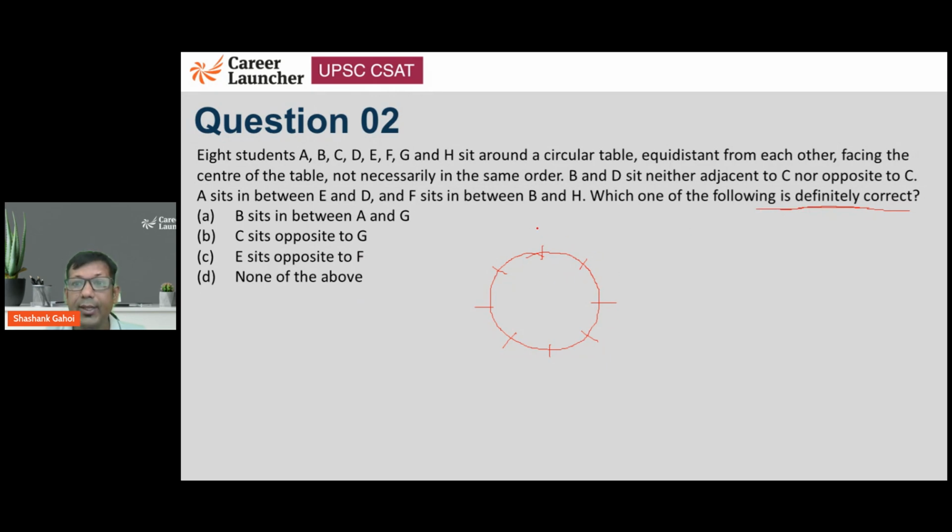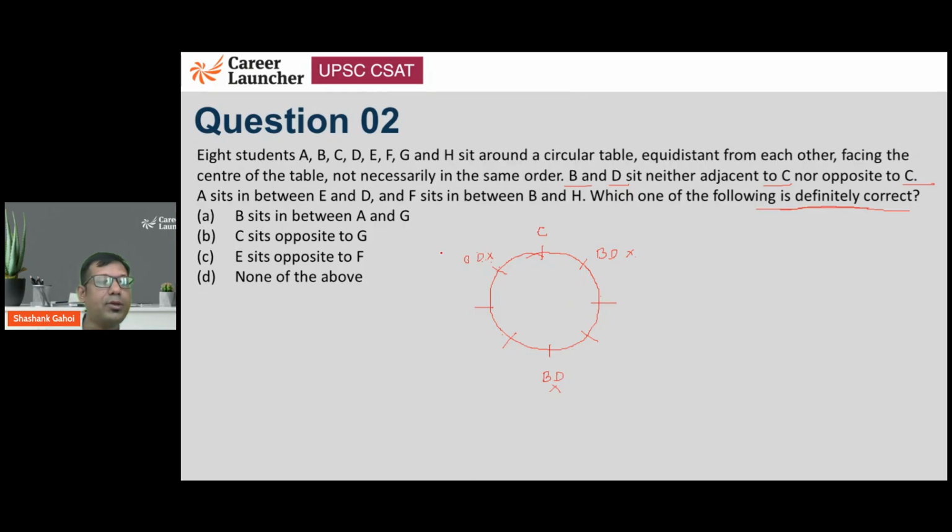So first statement, B and D sit neither adjacent to C nor opposite to C. So let's place C here. If C is here, B and D cannot be at these places. So B and D cannot be here. So there are going to be 4 possibilities for B and D: 1, 2, 3, and 4.